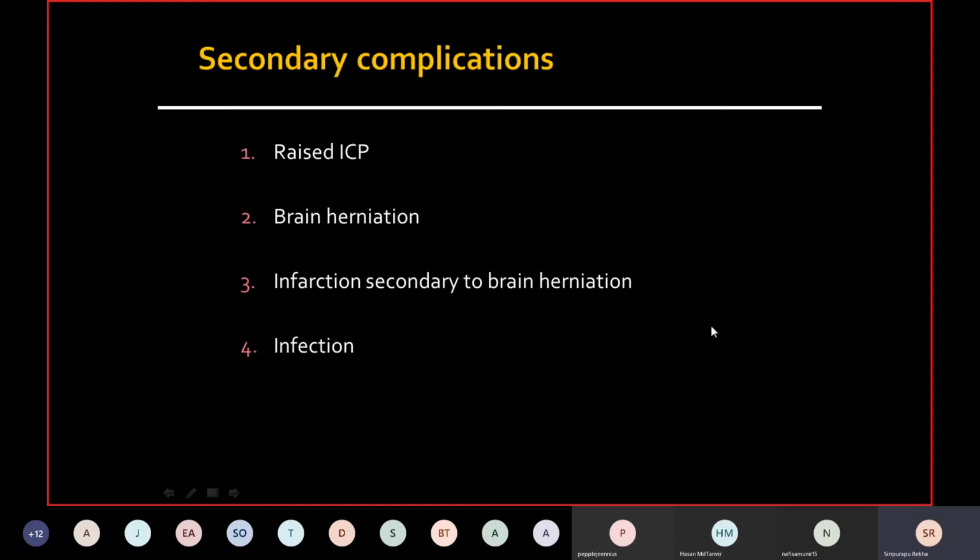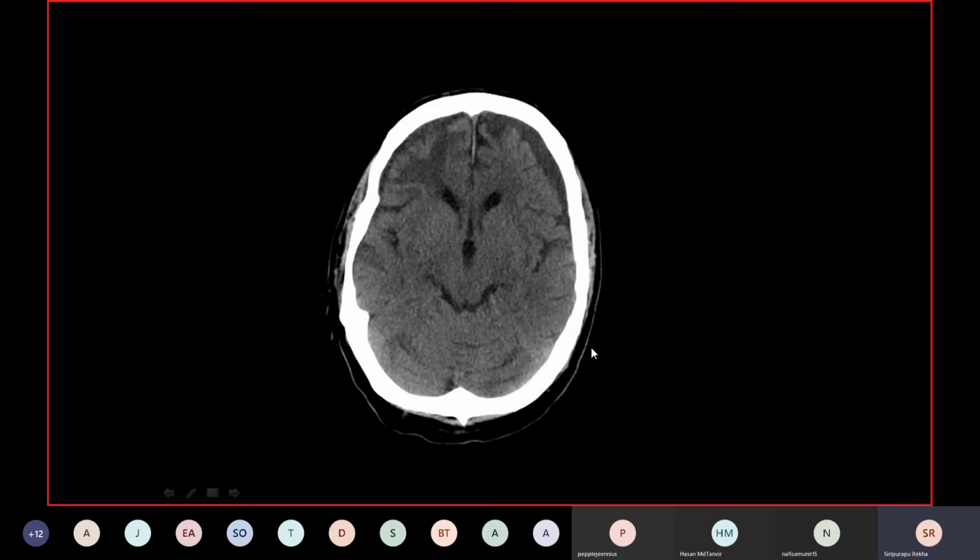Good. Now, secondary complications. You're all very familiar with raised intracranial pressure, brain herniation, and infarction secondary to brain herniation. The important thing to remember is infection, especially when you have penetrating injuries or when the patient has been operated upon. Now, I know you've got a talk entirely on the post-op brain, so I'm not going to touch more on infection here.